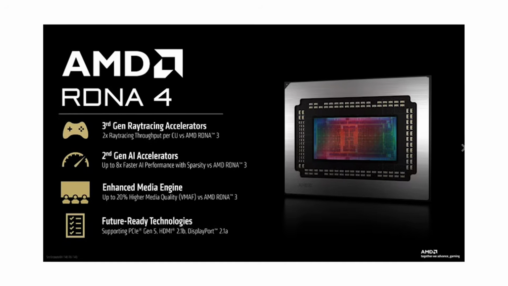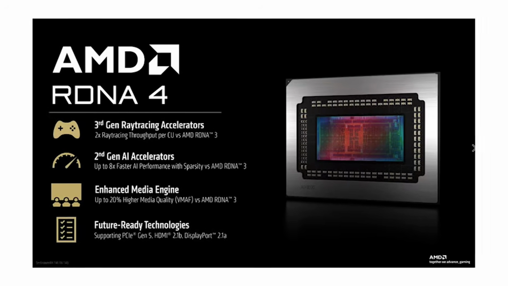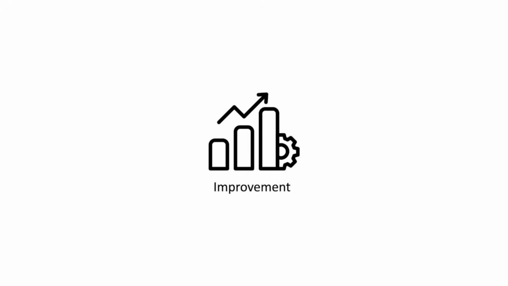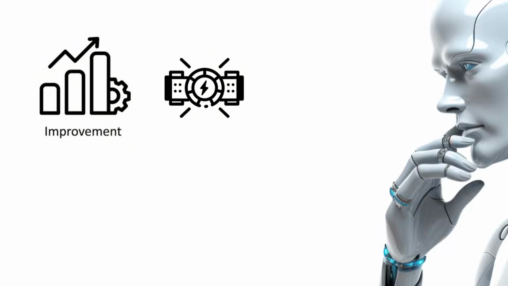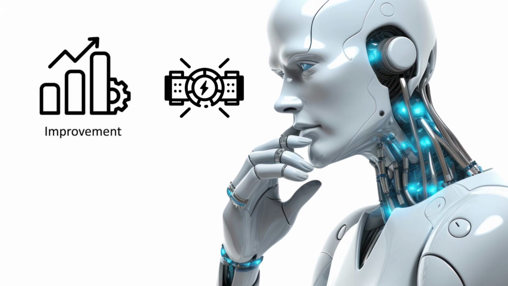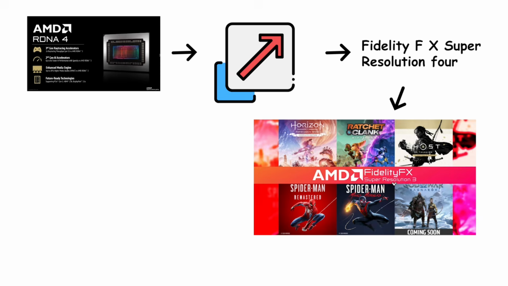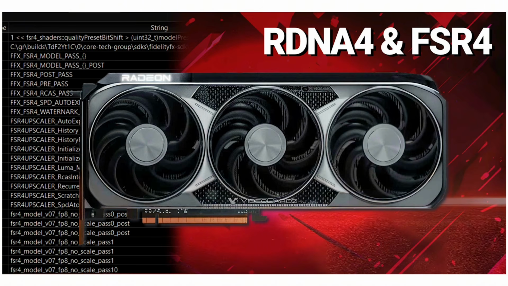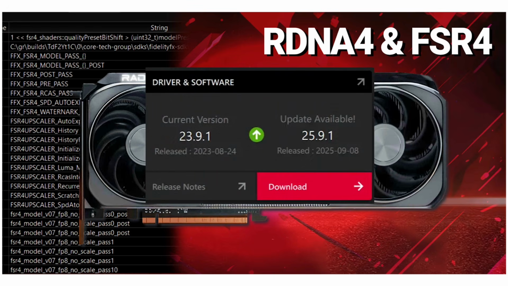RDNA 4, fourth-generation RDNA, arrived as the Radeon RX 9000 series, adding improved ray tracing accelerators and expanded artificial intelligence acceleration, alongside new upscaling features branded FidelityFX Super Resolution 4 on supported games and drivers. Public launches and driver notes place RX 9000 parts and FSR4 in early 2025 and later driver updates.